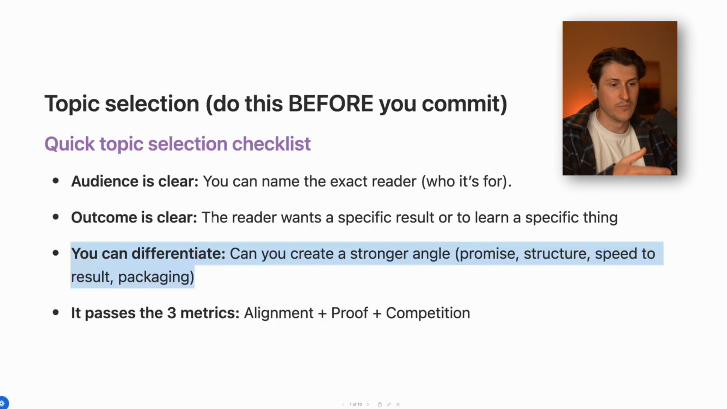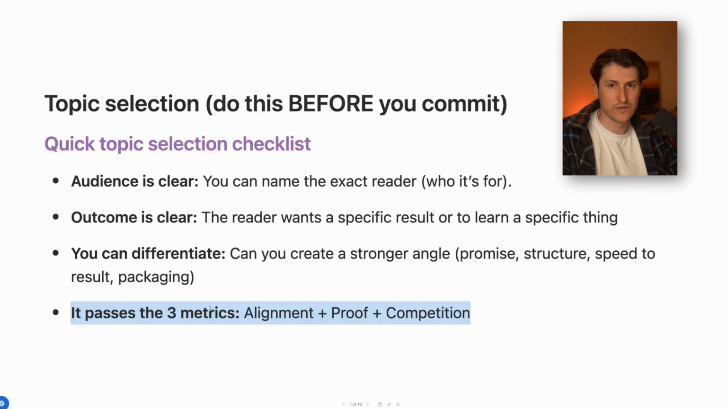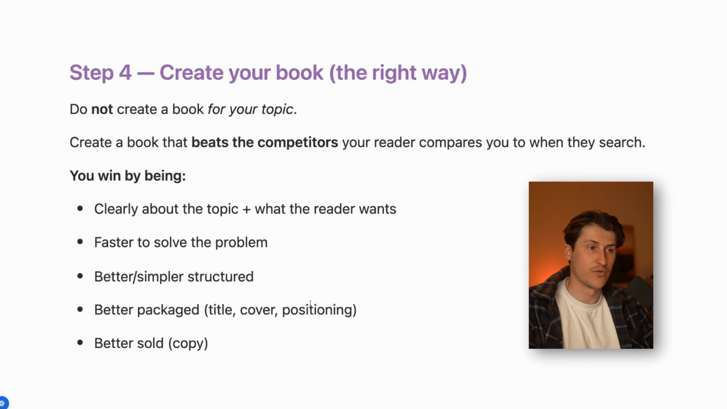And of course, can you differentiate? So can you create a book with a stronger angle, a stronger promise, a stronger structure, a faster speed to result, better packaging? Is there a ton of saturation? Is there a ton of books that are already doing this well that you're just going to fall into the sea of books? Or do you really think there's potential to stand out? And of course, it passes these 3 metrics. So if it passes the alignment, the proof, and the competition, you're most likely going to be fine. But now from here, the important thing is to actually create a high quality book that people want to buy. And so that's step 4, which is creating your book the right way.